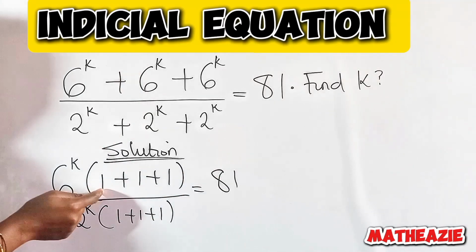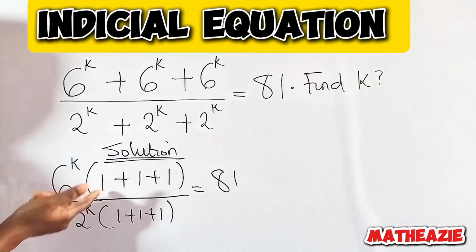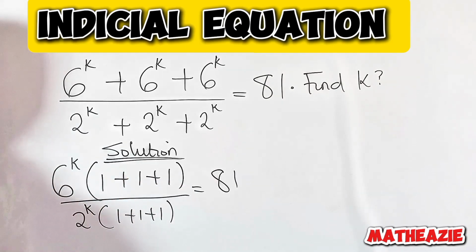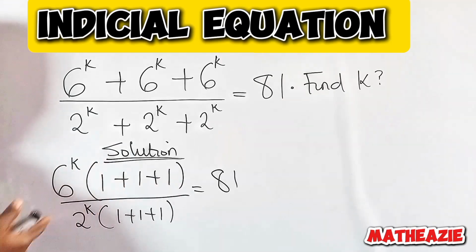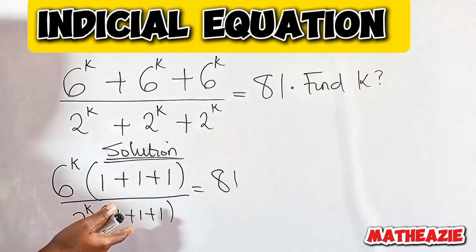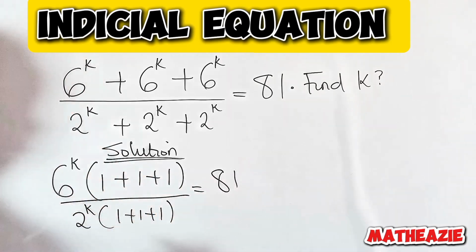Now we are going to sum up the terms in the bracket. 1 plus 1 plus 1 will give us 3. So it's going to give us 6 raised to the power of k times 3 all over 2 raised to the power of k times 3 equals 81.